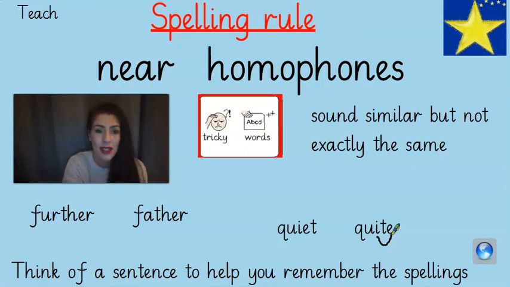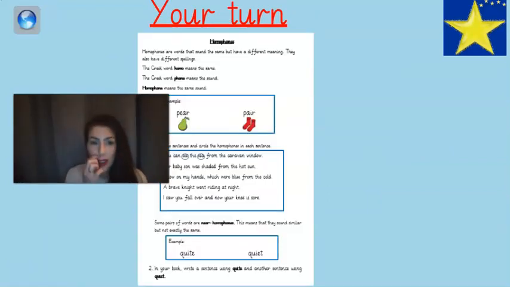Okay? Can you think of a sentence? Write it in your book using quite and quiet. So I want a sentence for quiet and I want a sentence for quite. Write them in your writing book. The children need to be quiet in the classroom. The television was too quiet. I am feeling quite happy today. There's some examples of my sentences. So now it's going to be your turn.